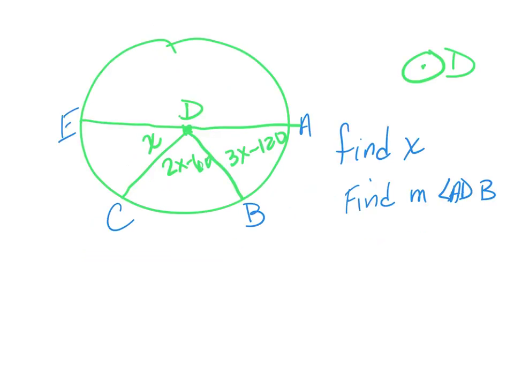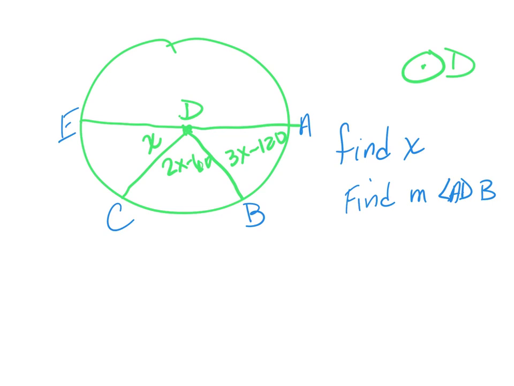What do I know about those three angles that have those measurements in them? X, 2x minus 60, and 3x minus 120. What do I know about them? They equal 180. Why do I know that? Because they're across the diameter. They're everything on one side of a straight line. Do you understand why they're equal to 180?